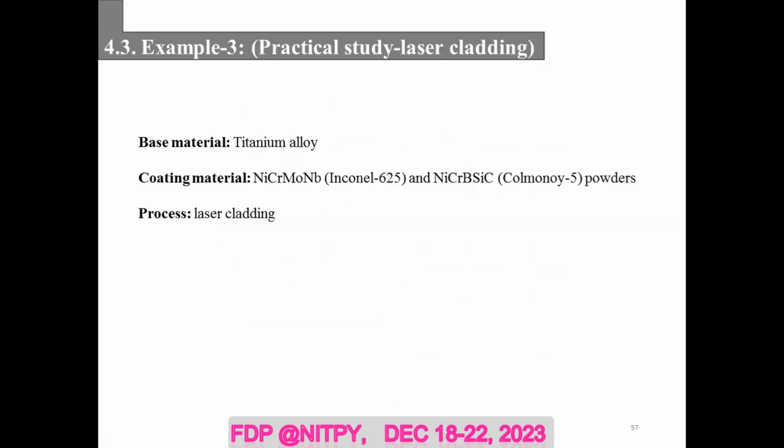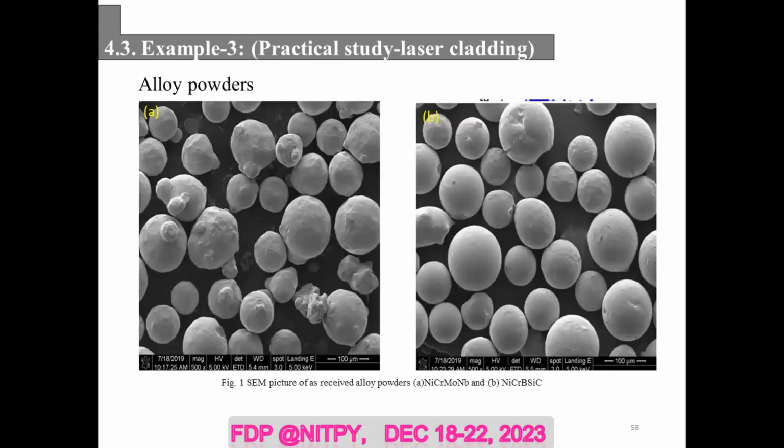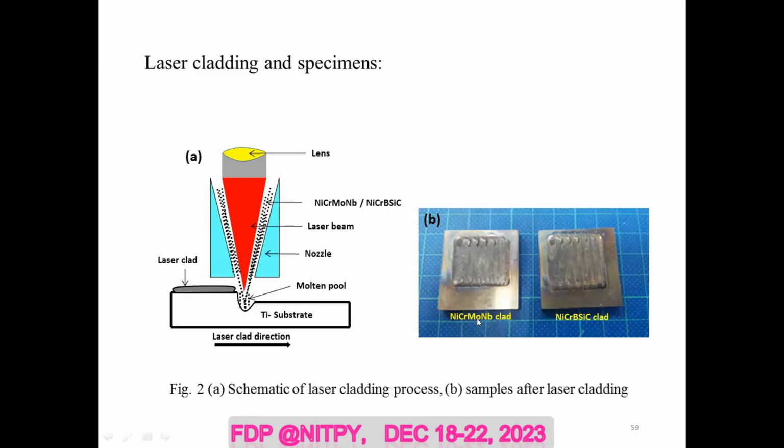Now we come to example 3. In this, we have taken two different alloy powders. One is Inconel 625, and the other is Colmonoy 5 powder. Both are nickel-based alloy powders. The process we have used here is laser cladding, and the base metal is titanium alloy. You can see the powders: figure A is the Inconel 625 alloy powder, and figure B shows the Colmonoy 5 alloy powder. You can also see the laser cladded specimens. These are the specimens we made using the laser cladding process.